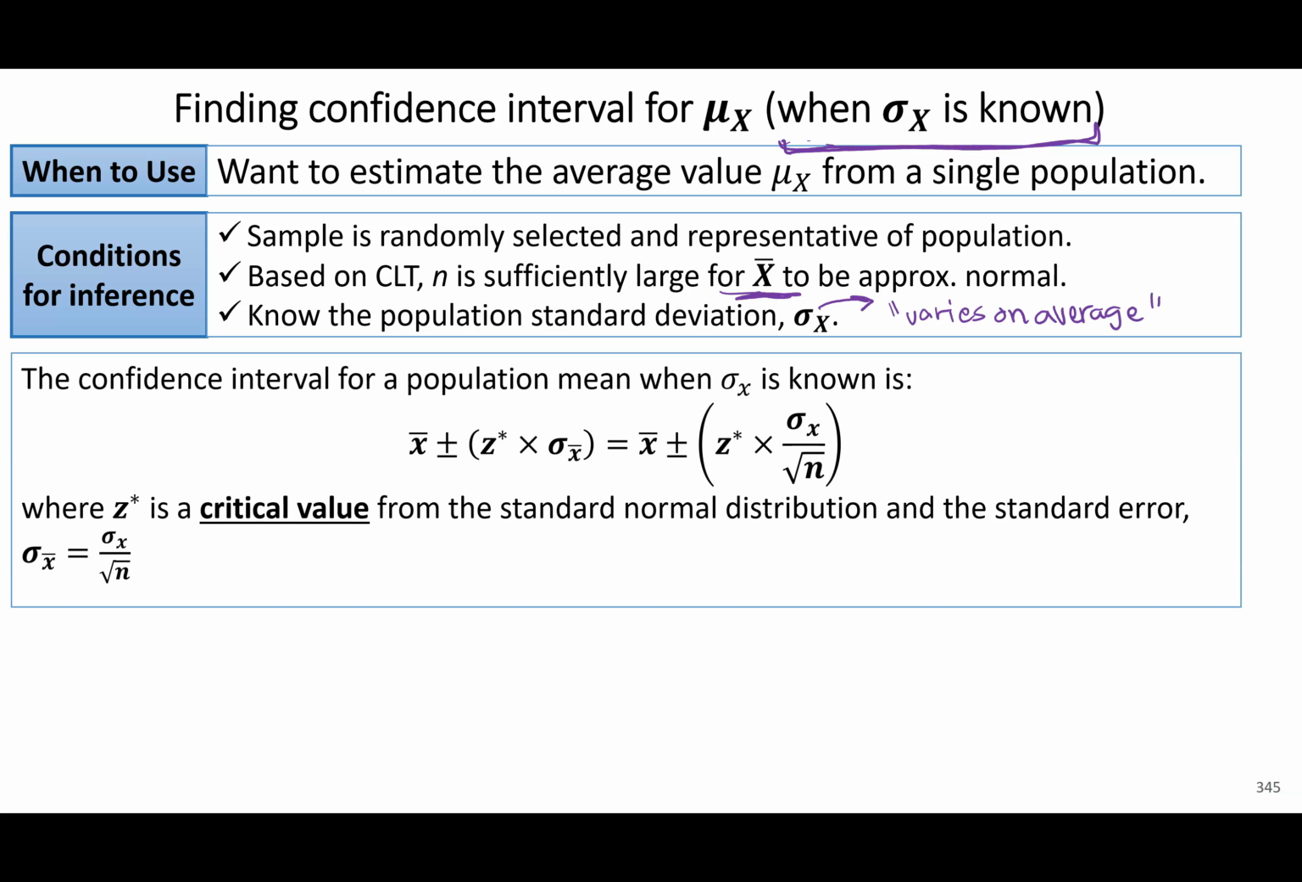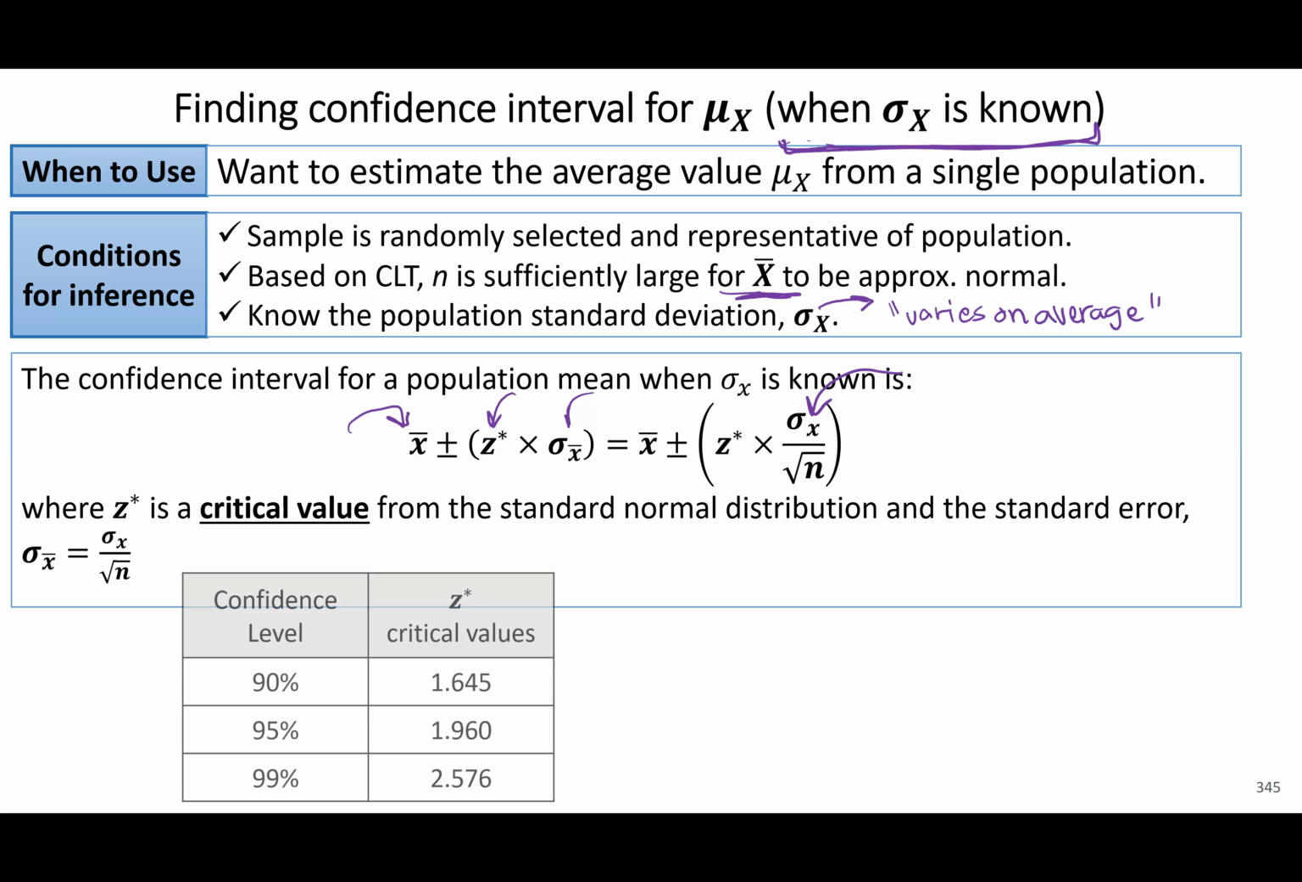So the confidence interval, once you decide, okay, I meet those conditions, this is going to be the setup. x bar, your point estimate from your sample, times z star, my critical value, and we'll have a table in just a second, times the standard deviation of x bar. It's equivalent to plugging in sigma from the population over root n.